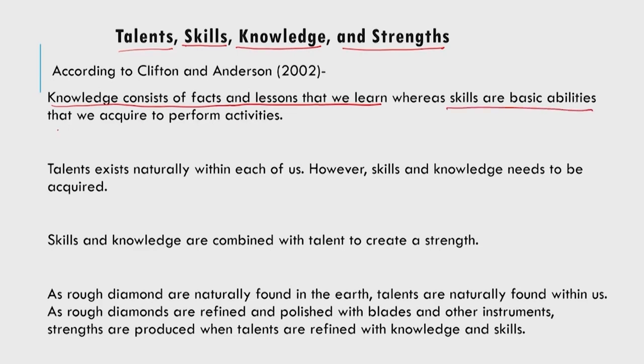Skills are basic abilities that we acquire to perform activities. So, skills are certain abilities that we learn to perform certain activities. For example, riding a bicycle, we learn the skills to ride a bicycle. So, we need to learn it. So, that is a skill.